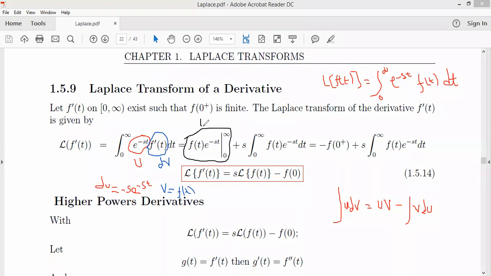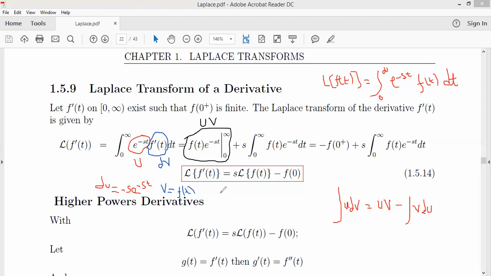This is the uv now. So the u is e to the minus st. The v is what I have computed as f(t), which is that. We are moving from zero to infinity. Then minus, this is minus, but remember the v and du. The du has a minus s e to the minus st. So this minus and this minus gives you that plus there. This s here is what we are factoring out.